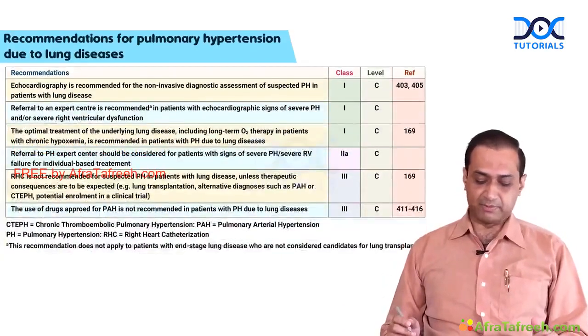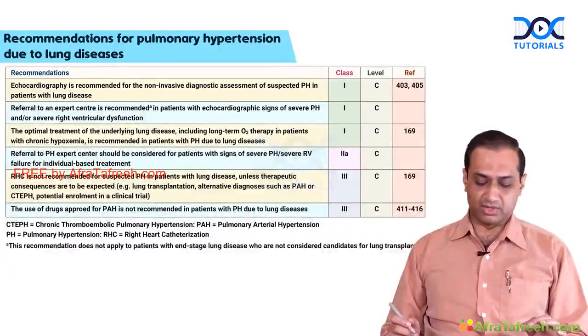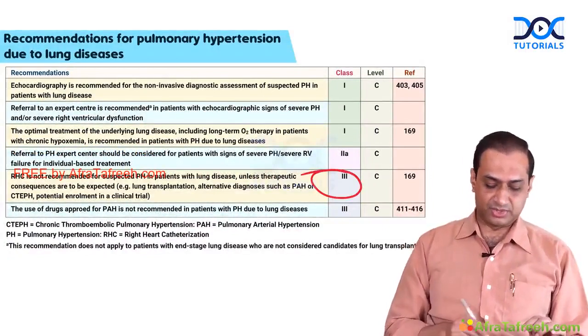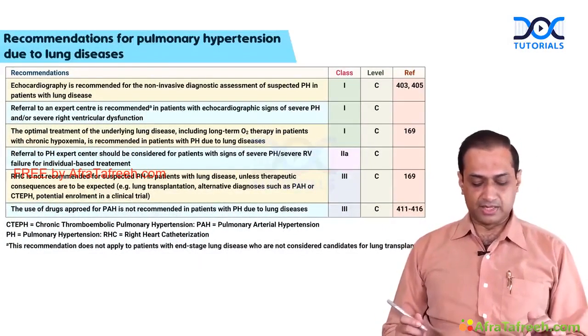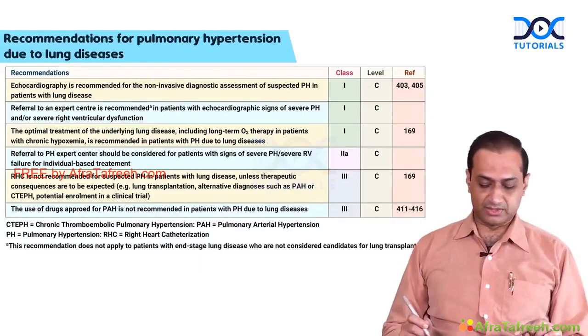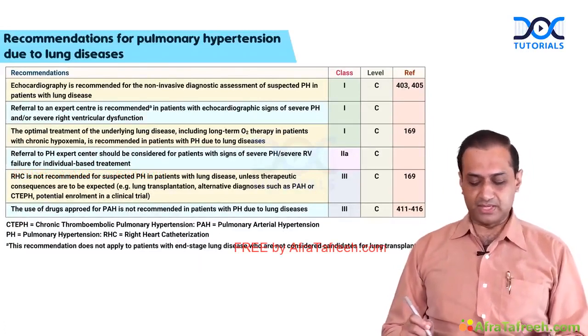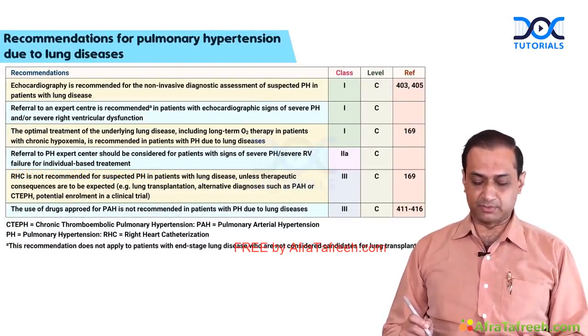In these patients, apart from echo, referral and treatment of the underlying cause, right heart cath is not essential. It can be done optionally only, unless therapeutic consequences are expected. Drugs for PH are not classically indicated in this subgroup of patients.